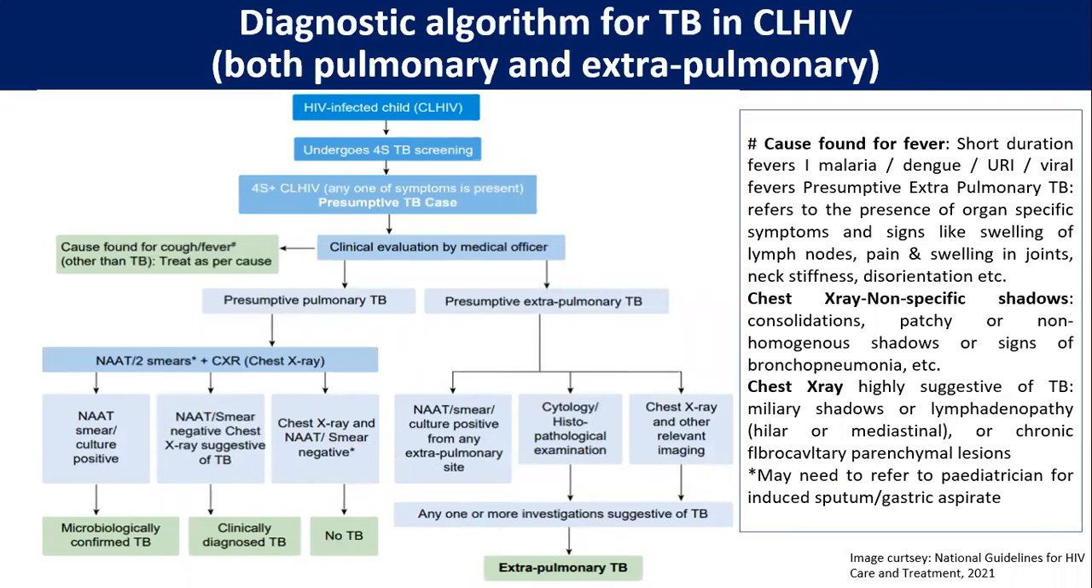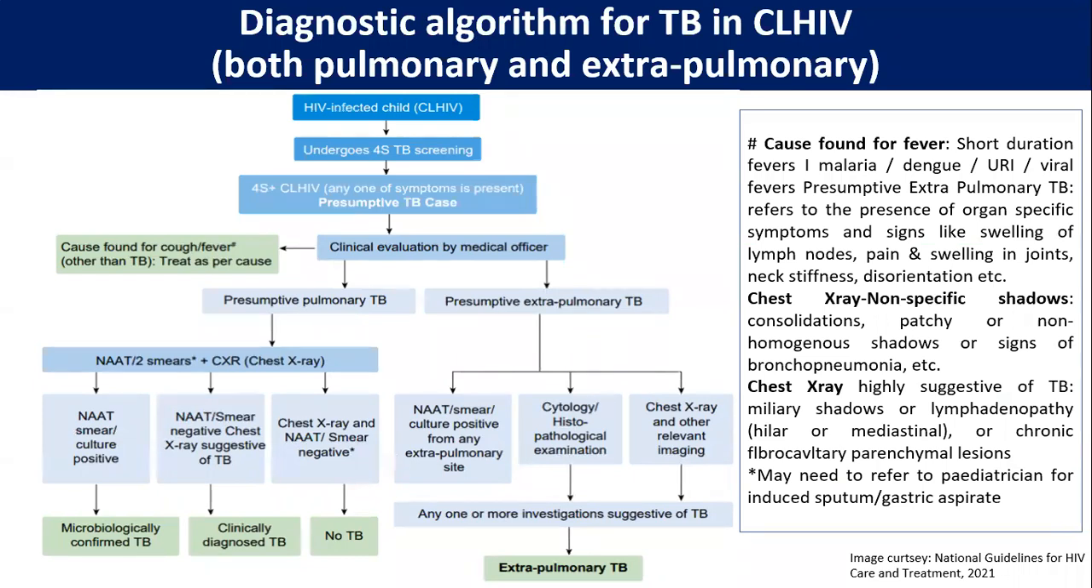Again, the diagnostic algorithm for TB in CLHIV is similar to the adult one. In case of pulmonary TB, where the patient can produce sputum, we send for a CBNAAT test. But if the patient fails to do so, which is the case in the majority of CLHIV, we need to go for induced sputum, or gastric lavage, or bronchoalveolar lavage. In these cases, it is best to take the help of the pediatric department.